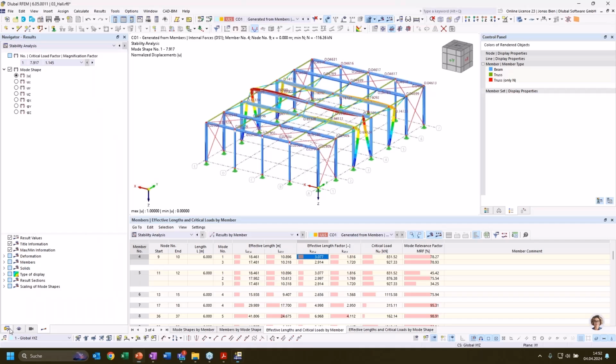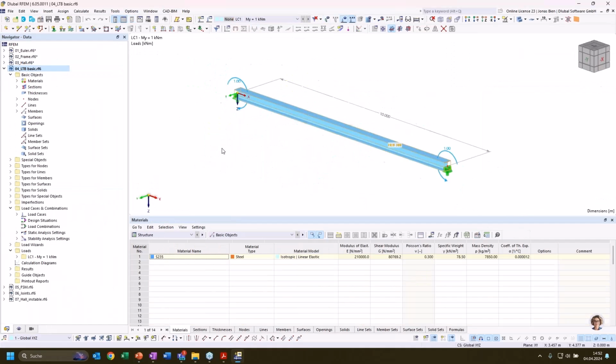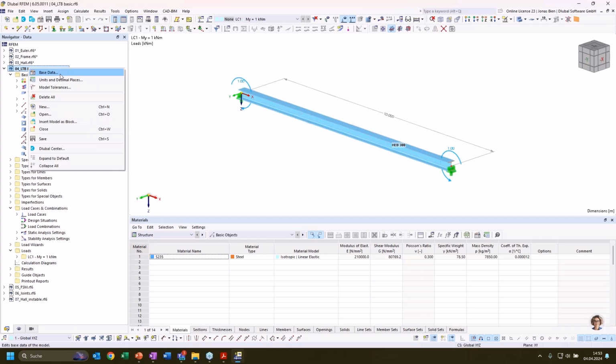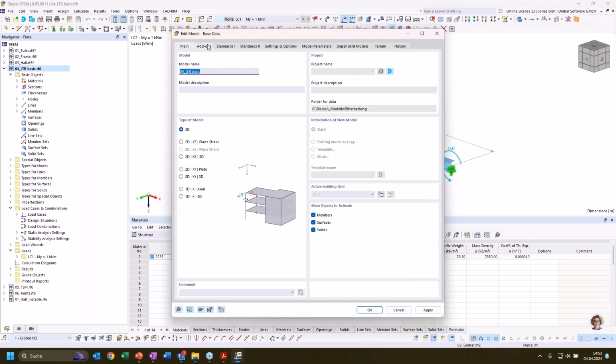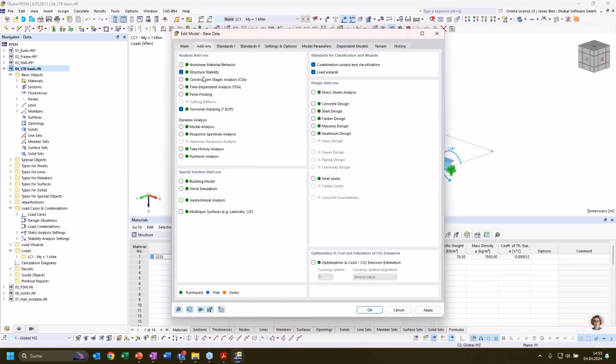And I want to make another small example where we just investigate the lateral torsional buckling of a simple system, where we again, as in the first Euler case, know the exact solution, and I want in the first step to compare the values that we are getting from RFEM with the analytical value. So in order to perform a structural stability analysis where we can also consider lateral torsional buckling, we would, in addition to the structural stability add-on, also require the torsional warping add-on.